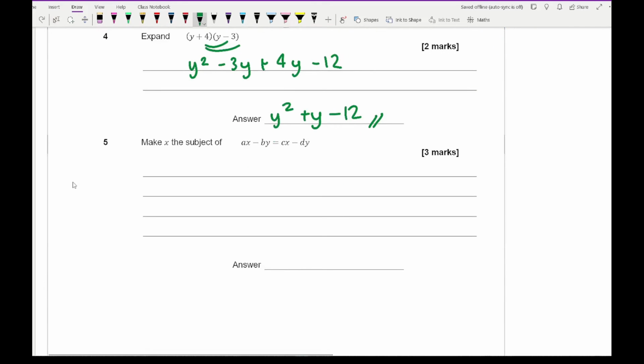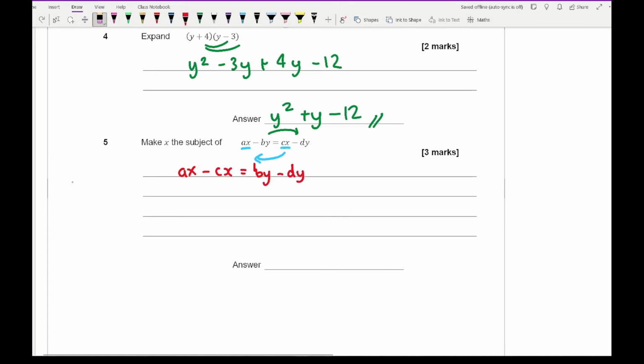So this is going to be a complicated rearranging the formula question. Reason for this is because we've got two x's. So what we want to try and do is get all our x's on one side and everything else all on the other. So I'm going to take this cx over to this side, and I'm going to take this by over to the other side. So that then leaves me with ax minus cx equals by minus dy.